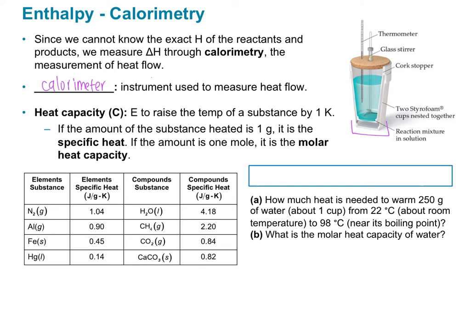And so what we have is 2 styrofoam cups that are put together, and we use 2 to try to increase the amount of insulation. It works okay. It works pretty good. And then we have a stir rod in here. You could either use a stir rod or you can use a magnetic stirrer. That's what we're going to use in our lab. You put some kind of top on it, and then you put the thermometer through it to measure the temperature.